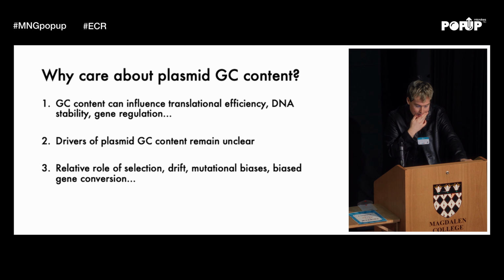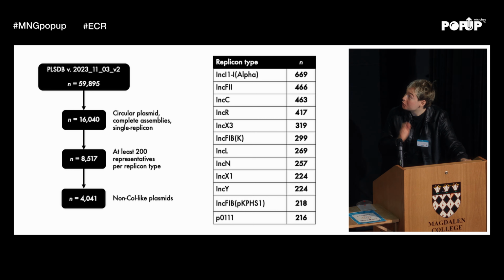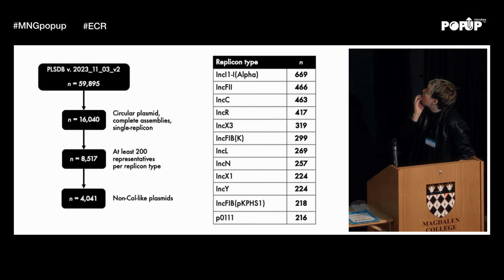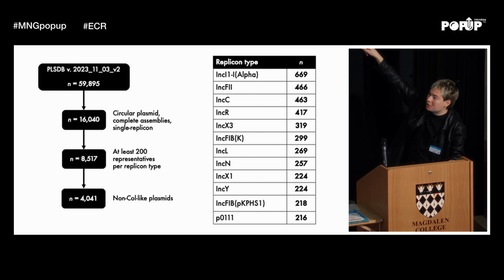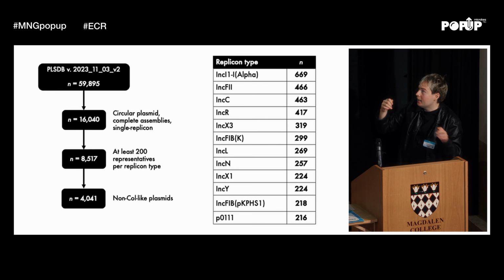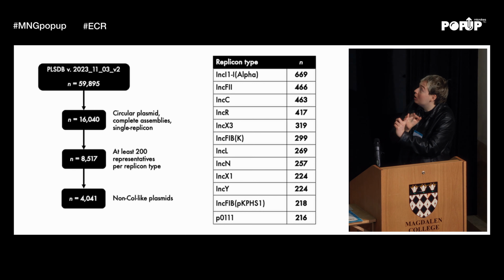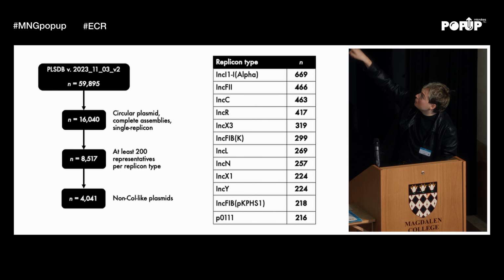So let's build a data set. This is quite a dense slide. I appreciate that. But effectively, what we've done is we've started with this fantastic resource called PLSDB, right? What it's doing is it's pulling all of the plasmid sequences from NCBI, it's making sure they're non-redundant, and then it's applying some QC. So most of the work was done for us, right? So we've got about 60,000 to begin with. And then it's just a case of filtering out what we want and what we don't want.